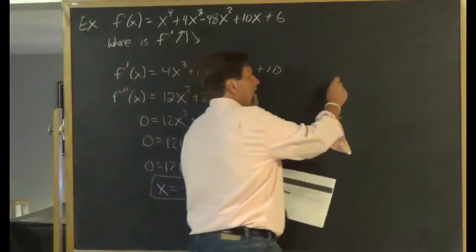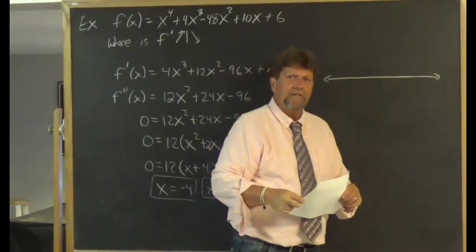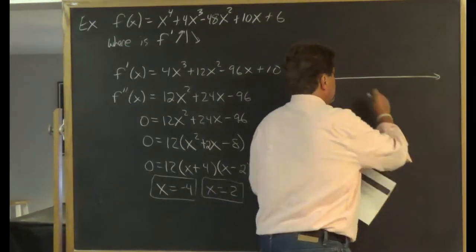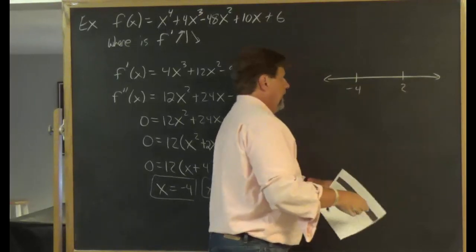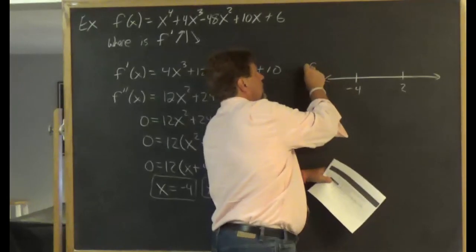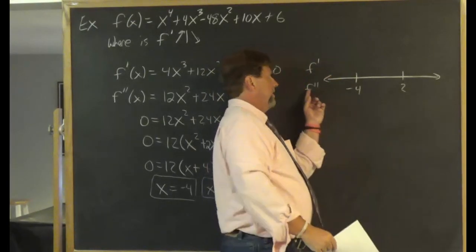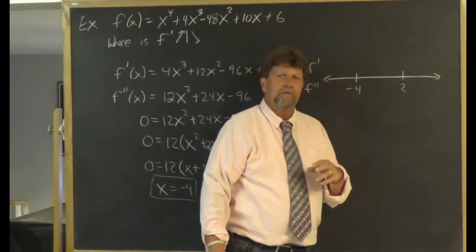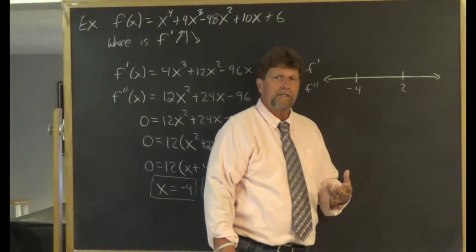We're going to do a sign diagram just like we did in section 5.1. Put these values of x on the number line, so negative 4 and 2. And here I'll put second derivative, derivative. It's just like section 5.1. The only difference is second derivative, derivative. And it's the sign of the second derivative that's going to tell us if the derivative is increasing or decreasing.